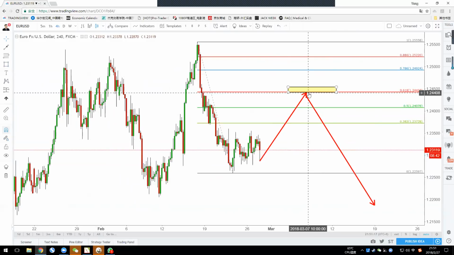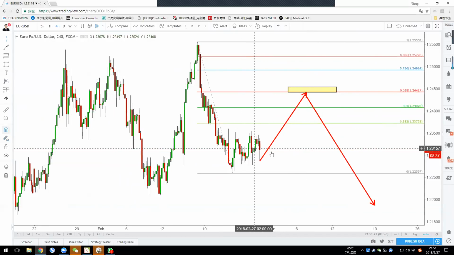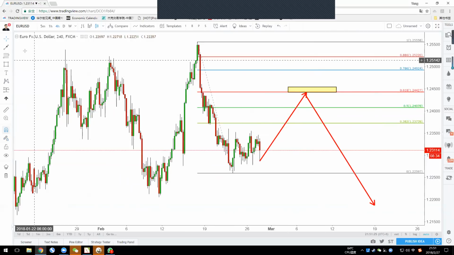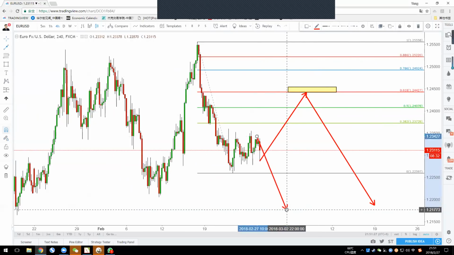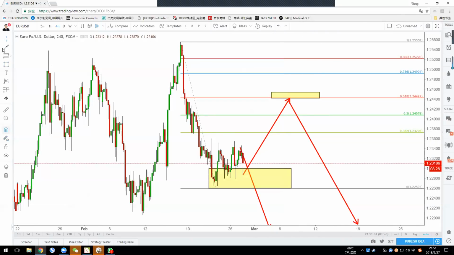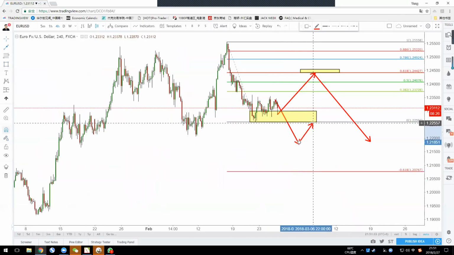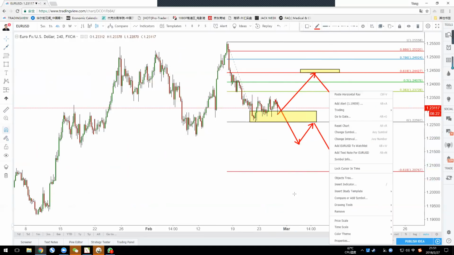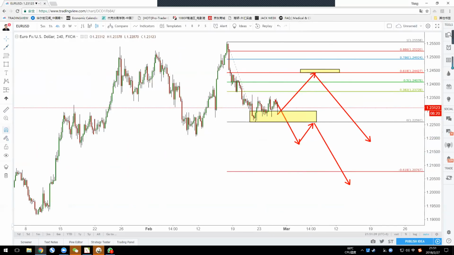Okay, are we clear? So euro, sell the high. Wait for the price to either go up to 1.2442 and sell, or you wait for the price to totally break down this level, this structure breaks down. After the breakdown, you sell the pullback, okay? So in either way, you can take the trade. All right? Are we good?